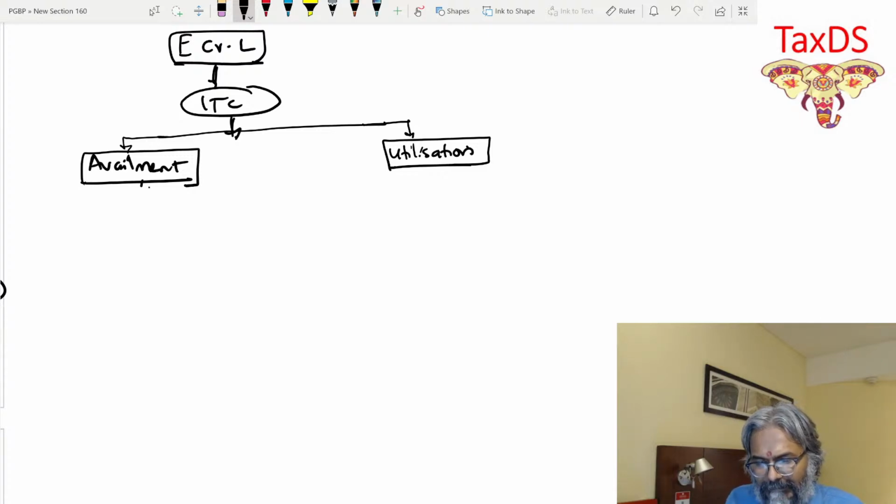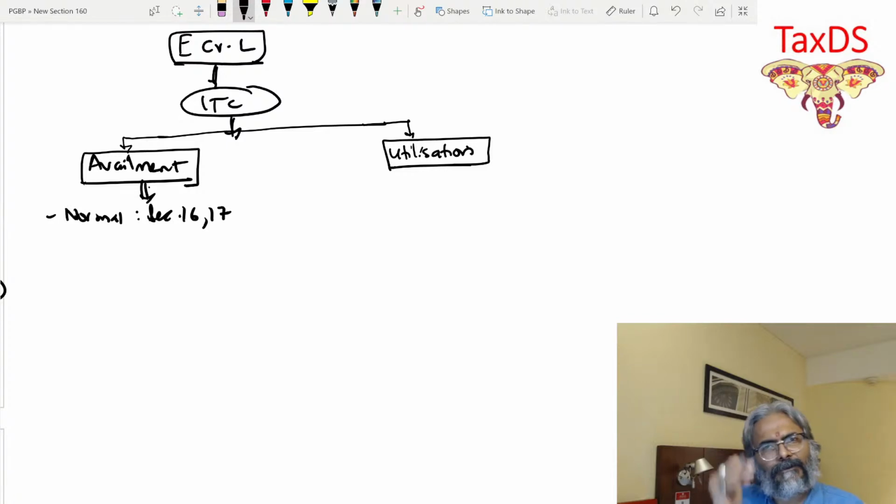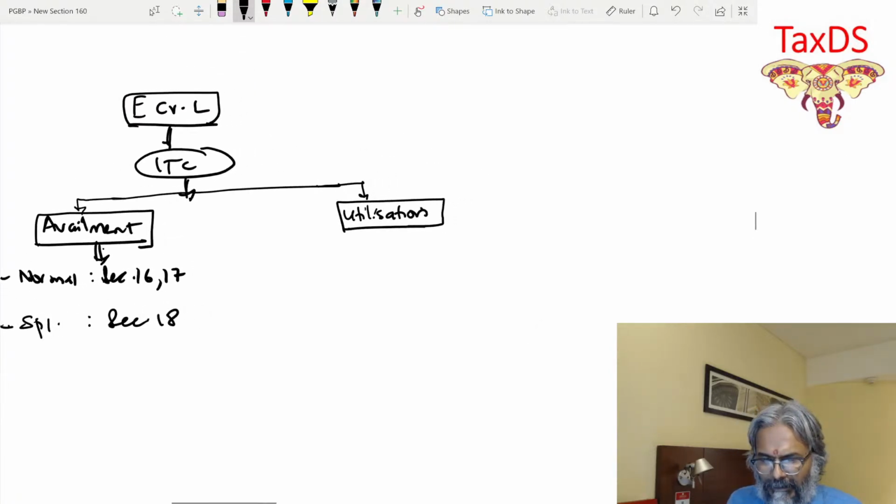Now, availing the ITC is governed by the following sections. When you talk about availing the ITC, we refer to sections 16 and 17 in the ITC chapter. The conditions to avail the ITC are given in those sections itself. After that, there is a special case of availing the ITC given in section 18. I am not discussing these sections right now; we will discuss them in the ITC topic.